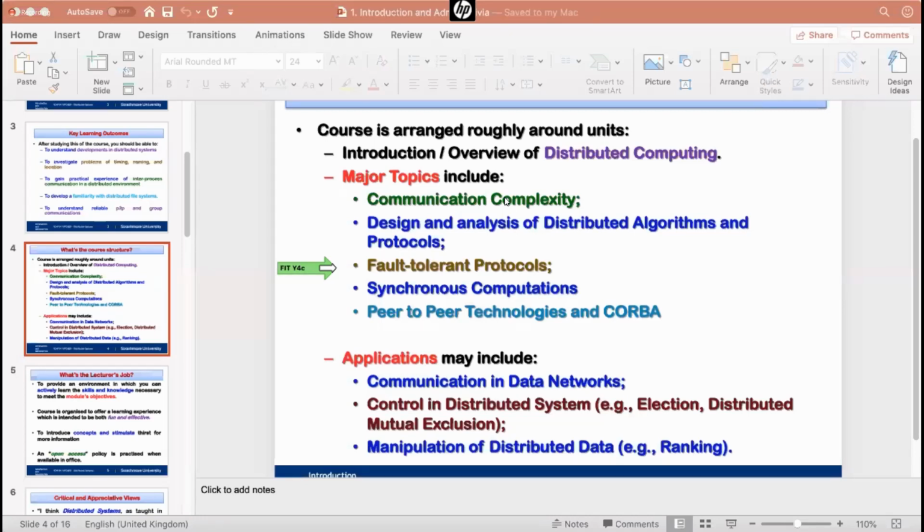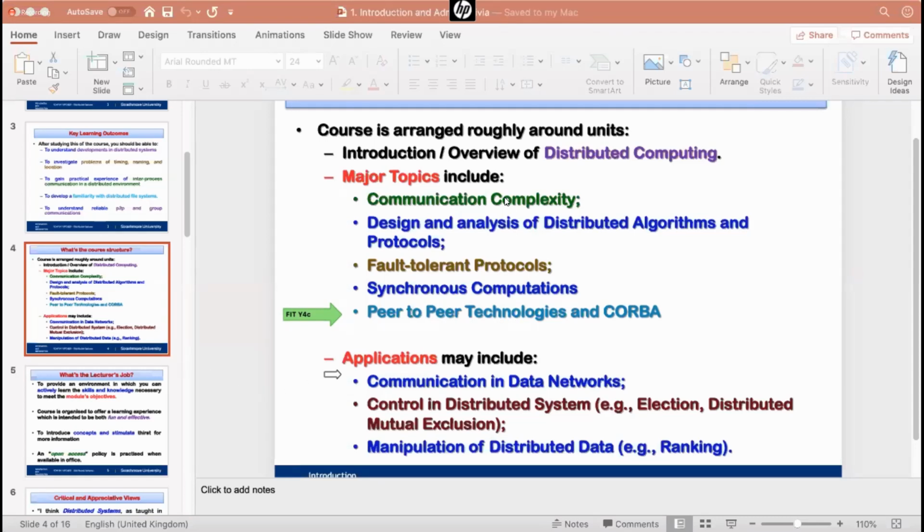It makes sure that when something happens, maybe shortages or power outages, in the end your information is stored quite well. And then synchronous computations, whereby if things are being done, how do we ensure that they are in an orderly fashion? Synchronous means timely, so regular time intervals. And then we'll have peer-to-peer technologies. We might not have time for CORBA, which is closely related to that, but we'll focus on peer-to-peer technologies and examples.